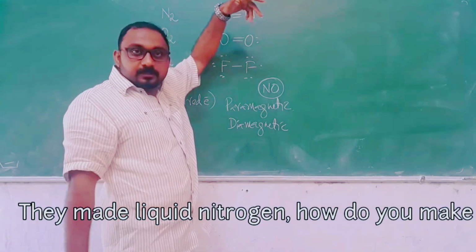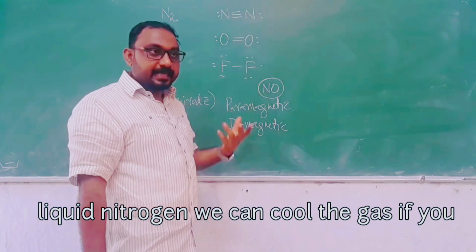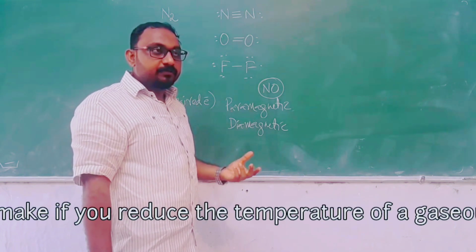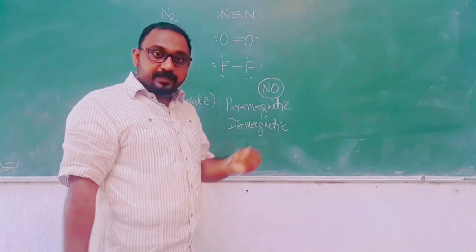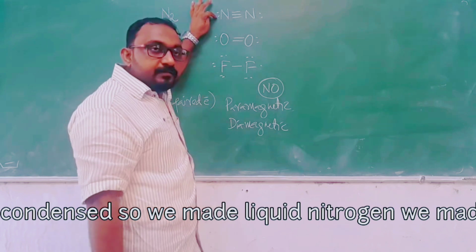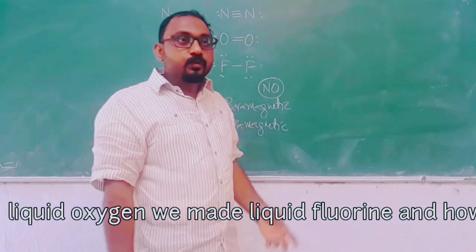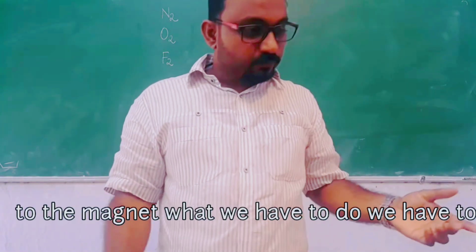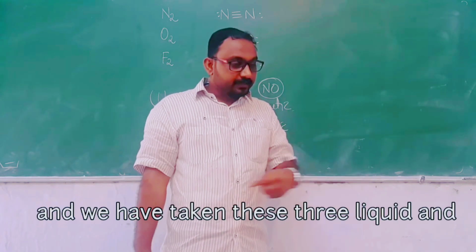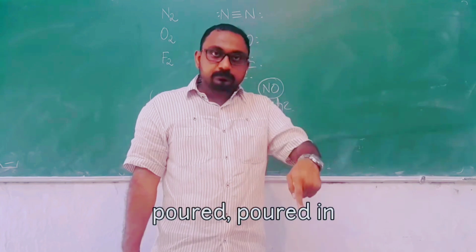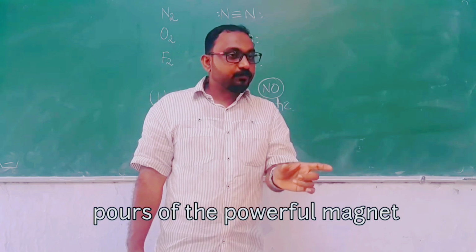They made liquid nitrogen. How do we make liquid nitrogen? We can cool a gas. If you reduce the temperature of a gaseous substance, it will get liquefied, it will get condensed. So, we made liquid nitrogen, liquid oxygen, and liquid fluorine. And how do we understand whether it will get attracted to the magnet? We have to pour it in between the opposite poles of a powerful magnet. We have taken these 3 liquids and poured them in between the poles of the powerful magnet.